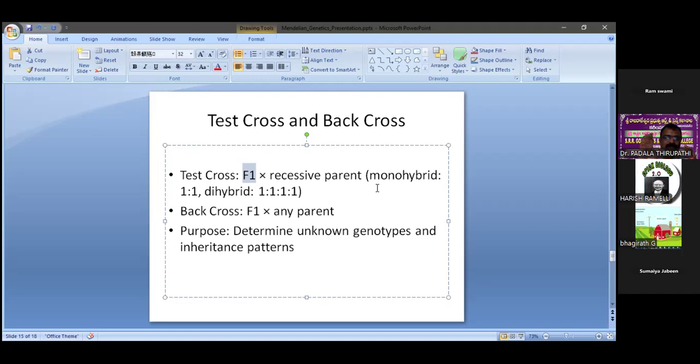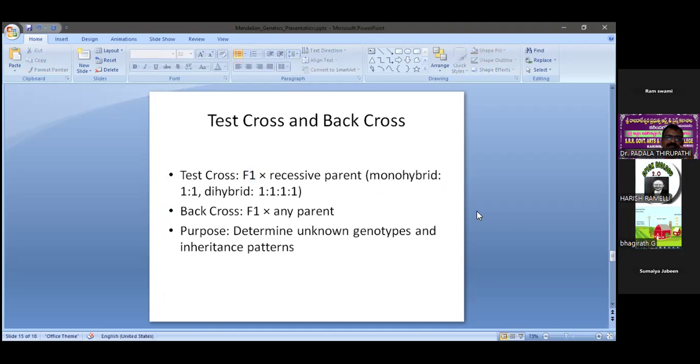So what is the main purpose of this test cross? For example, I select two parental plants. One of the parental plants shows the tall character. Is the tall character homozygous or heterozygous? You can test whether the parental plant is in heterozygous or homozygous condition. How can you know? That's why we are doing the test cross. Based on the test cross result, we can conclude whether the parental plant is in heterozygous or homozygous condition. I will check this with this table. You can easily understand that.